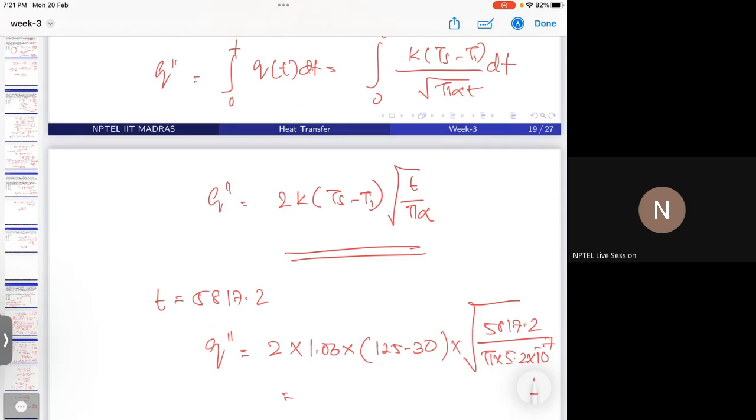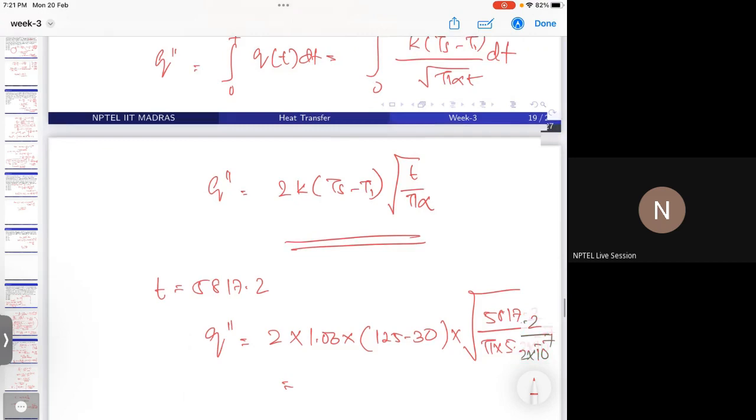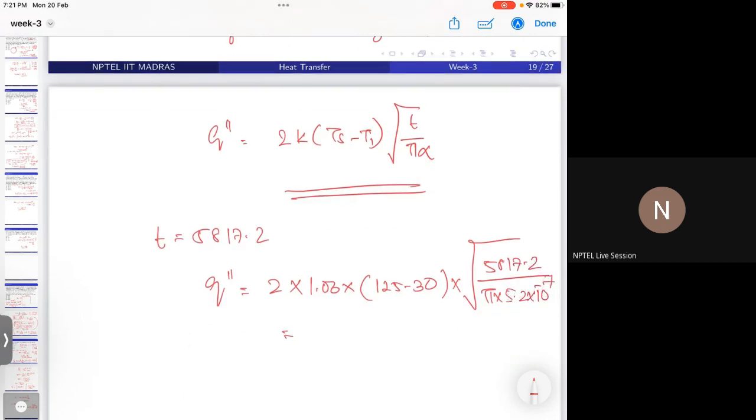Can you please calculate this? Sir, it is around 59,888.